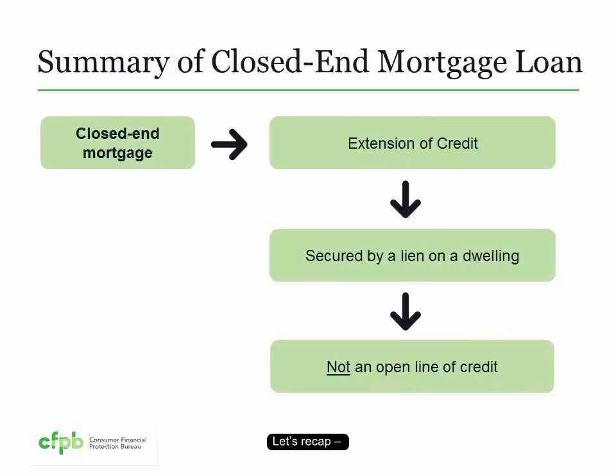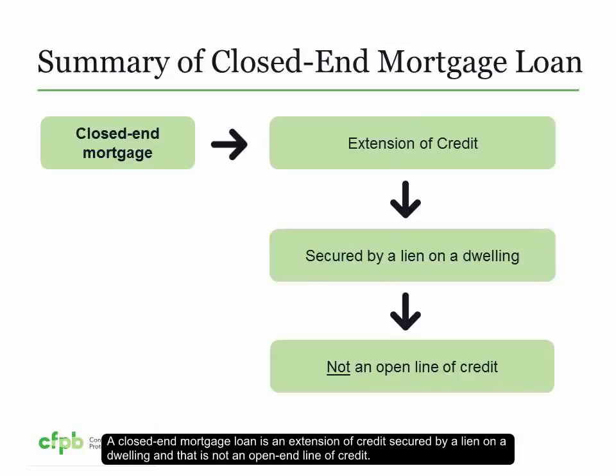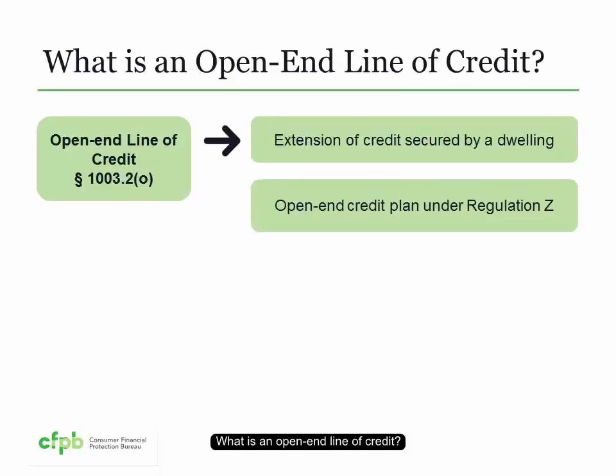Let's recap. A closed-end mortgage loan is an extension of credit secured by a lien on a dwelling and that is not an open-end line of credit. What is an open-end line of credit?